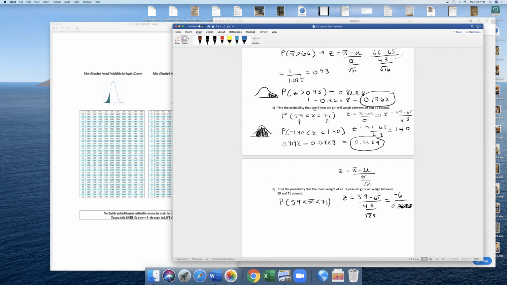Let me not be lazy about this. Let me erase it. 0.812623. When we do the division, if I take negative 6 and I divide that by 0.812623, I get negative 7.38. Okay, so the first z-value is negative 7.38.